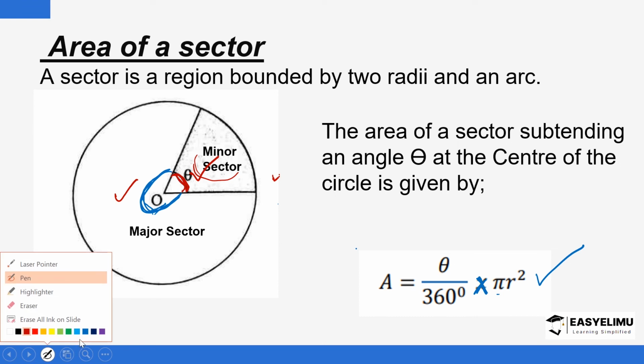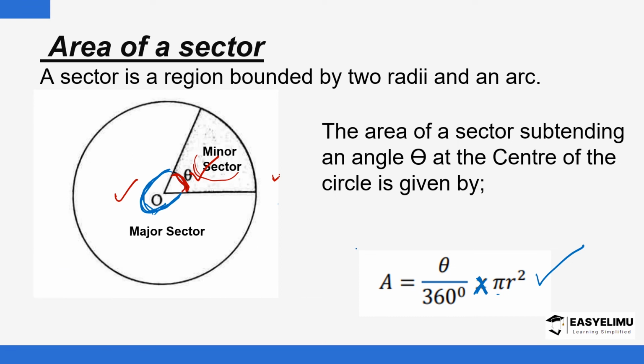So if you are finding the area of the major sector, then you'll have to use this angle here. Even if the other one was given as, let's say, 60 degrees, then you have to subtract that 60 degrees from 360 to give us 300 degrees. So use 300 degrees: 300 over 360 times pi r squared.